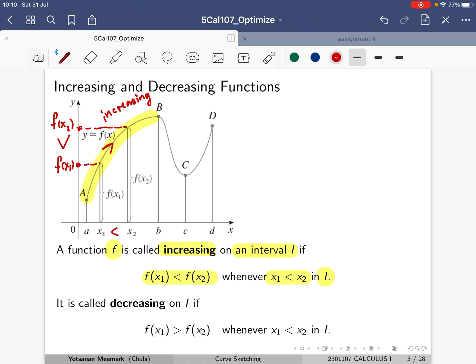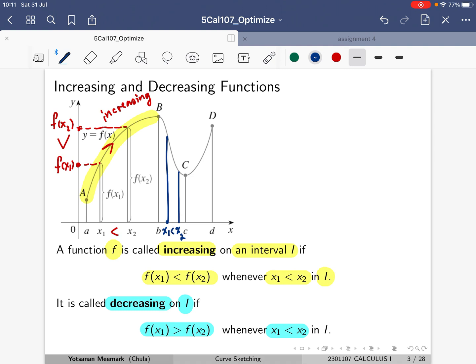On the other hand, if you look at the other one, your f is called decreasing in that interval if f(x1) is greater than f(x2) whenever again x1 is less than x2. So for example, if you look at this one here, this can be your x1, and this one can be your x2.